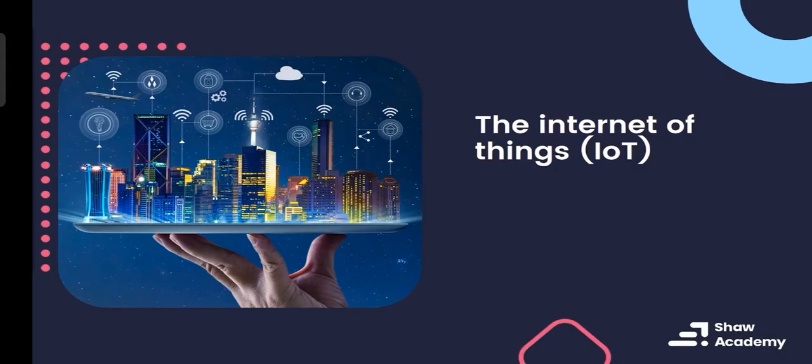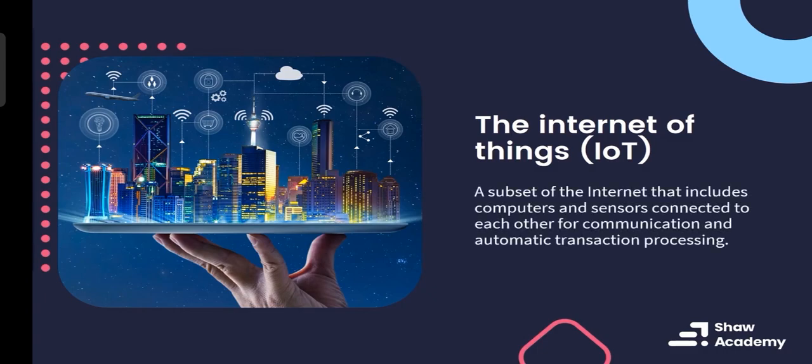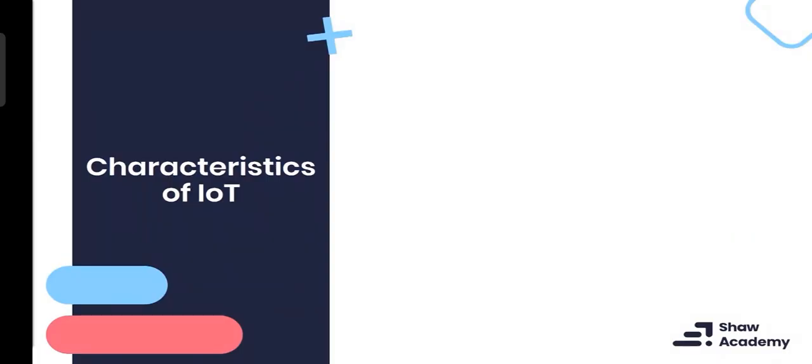Another modern technology as the result of the internet is the Internet of Things. And essentially the Internet of Things is a subset of the internet that includes computers and sensors and devices that are able to communicate with one another without the need for human intervention. And one of the most powerful things behind IoT or the Internet of Things is the fact that it results in automation. Now let's have a look at some of the characteristics of IoT or the Internet of Things.